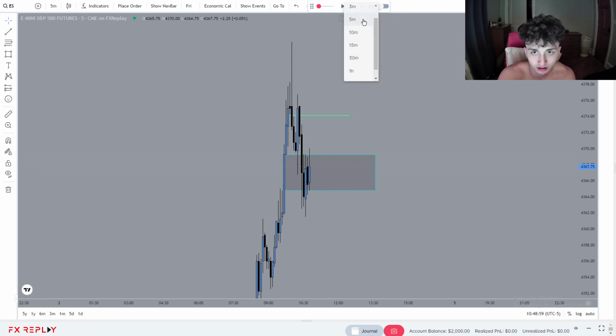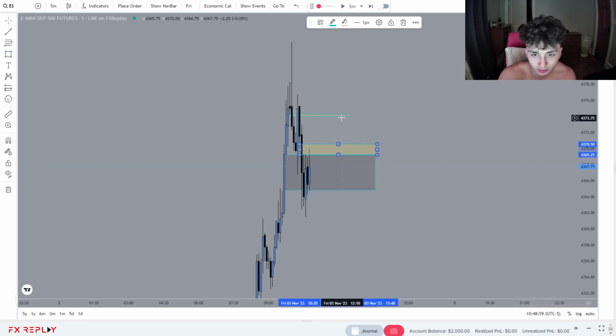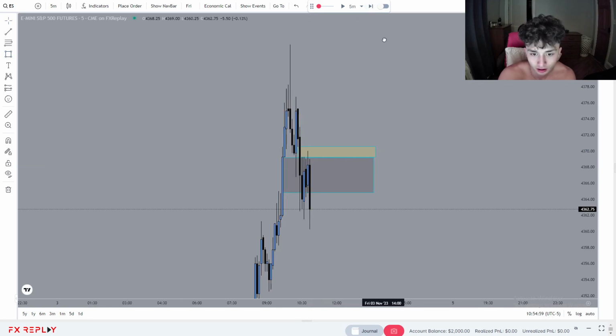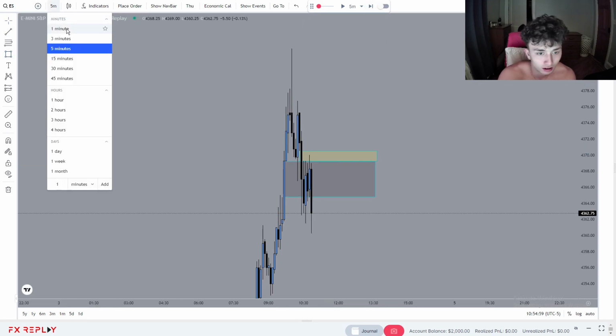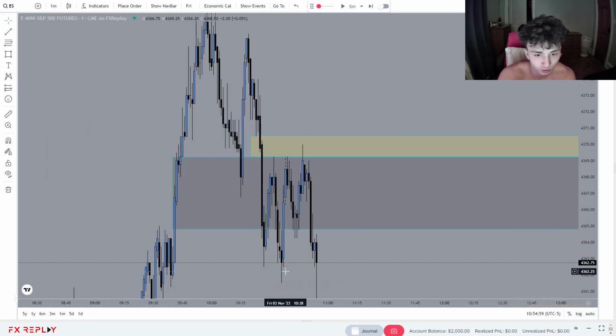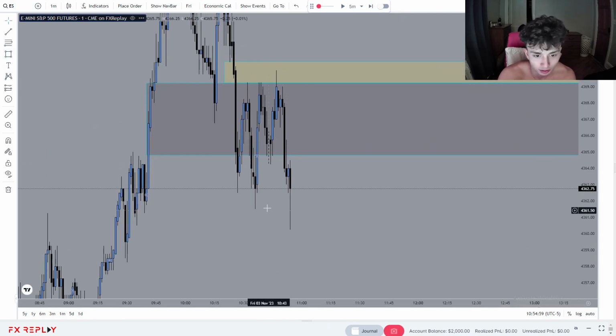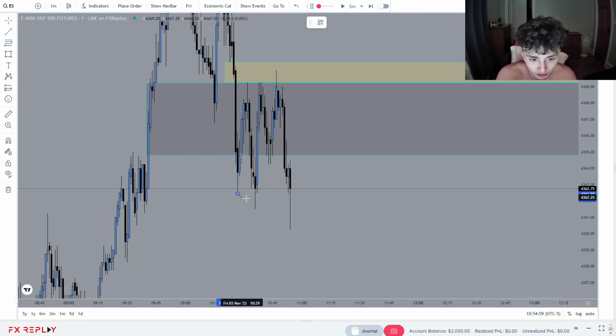And let's speed this up by the 5 minute. If this inverses, that's pretty clean. It swept out all of this liquidity. And I just want to say something. It swept out these lows right here. So I would say if it inversed this 1 minute, it's still clean.